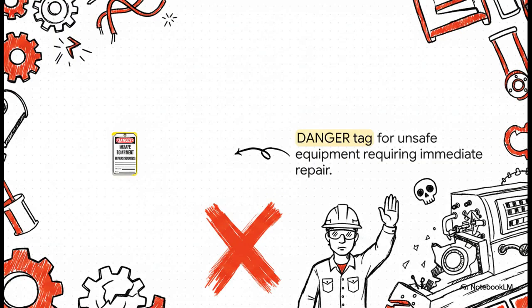Here's a perfect real-world example, a classic danger tag. That stark red, black, and white design is completely unmistakable. If a piece of equipment is so damaged that merely turning it on presents a major threat of severe injury, this tag goes right on it. It communicates to everyone instantly, loud and clear. Do not touch this, your life is immediately at risk.